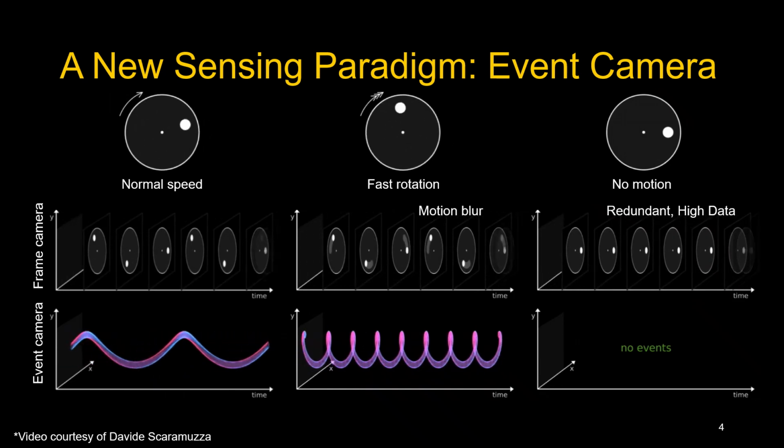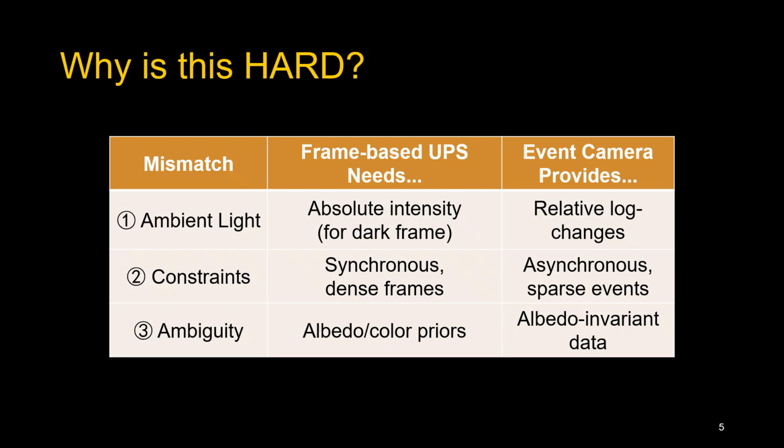The answer is no, because there's a fundamental mismatch between the two paradigms. First, frame-based methods need absolute intensity to handle ambient light, often by subtracting a dark frame. Event cameras only provide relative logarithmic changes. Second, they rely on synchronous, dense frames to build constraints. Events are inherently asynchronous and sparse. And critically, resolving the classic mathematical ambiguity often relies on priors about the surface color, or albedo. The event generation process, however, is albedo invariant. We couldn't adapt old algorithms.